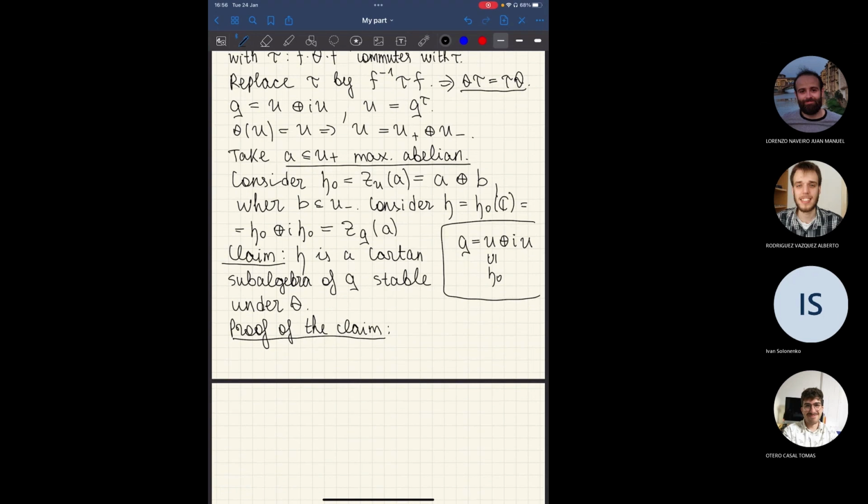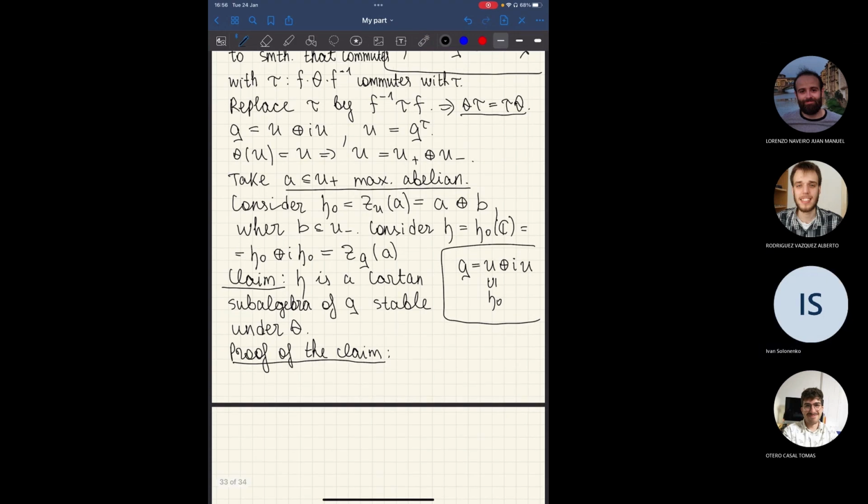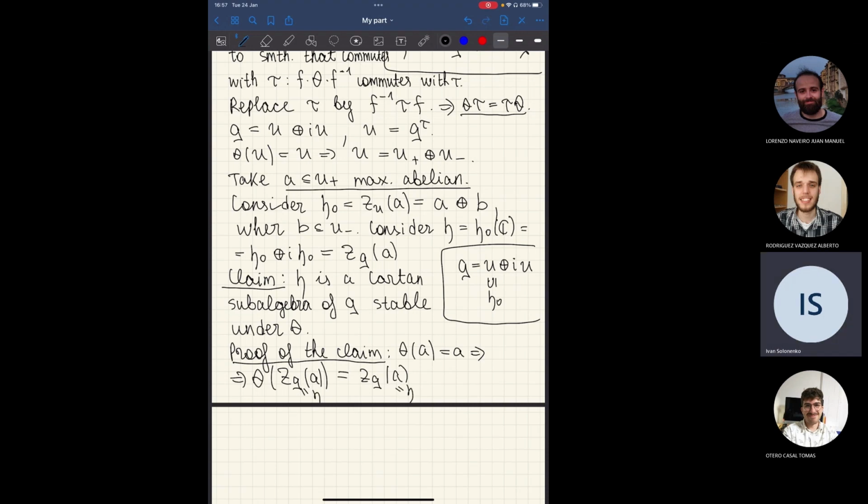Okay, let's prove this. So we need to know two things: that this is stable under theta, and that this is a Cartan subalgebra. Well, note that H is just the centralizer of A in G, and A is stable under theta. But this is because U plus is stable under theta, and A sits in U plus. So if you have A stable under theta, then the centralizer of A will also be obviously stable under theta. Theta of A equals A, therefore theta of the centralizer of A will also be the centralizer of A. And this is H. So it's obviously theta stable.